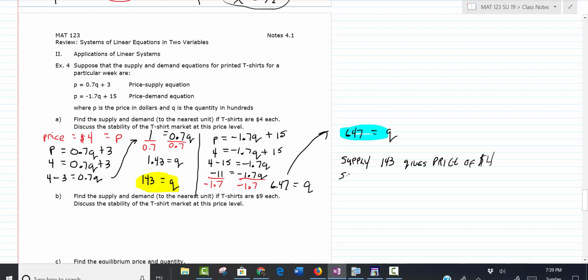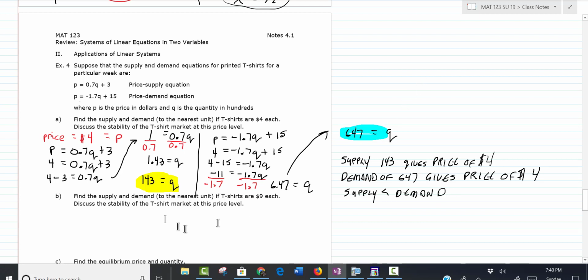And then the second thing is a supply, or sorry, a demand, because the second one is a demand equation. So that second one means the demand of 647, that will give a price of $4. Okay, so they're not the same, all right? So the supply and demand are not the same in this. Just means that when you're at a price of $4, the supply is lower than the demand. Okay, so what we end up kind of getting is, at this level, the supply is smaller than the demand. All right, so that's what that means.